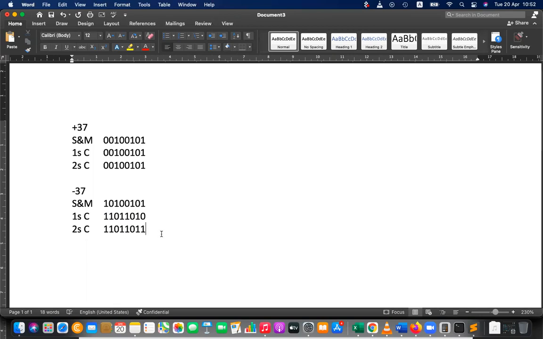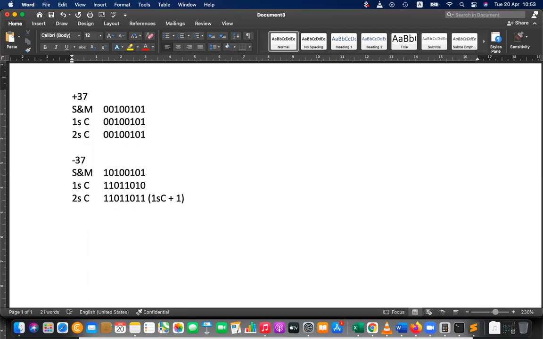So two's complement is simply one's complement plus 1. That is the easiest way of writing this. Two's complement is one's complement plus 1. That is for negatives only, right? That is for negatives only.